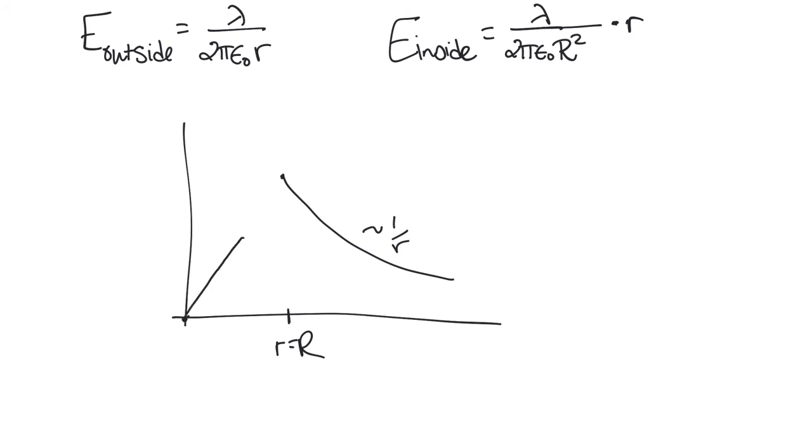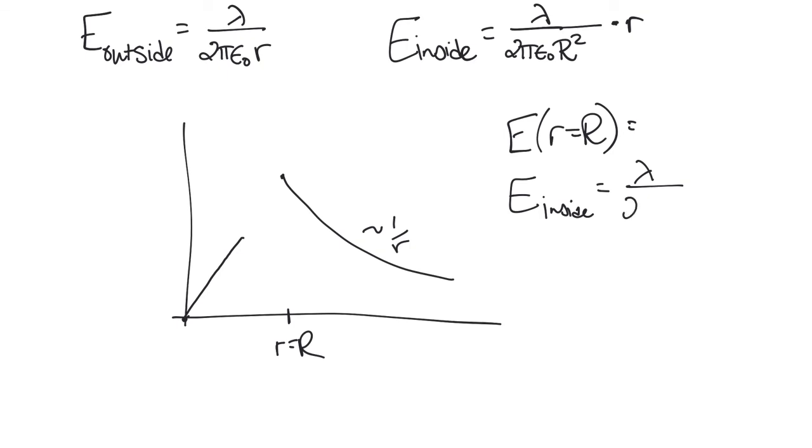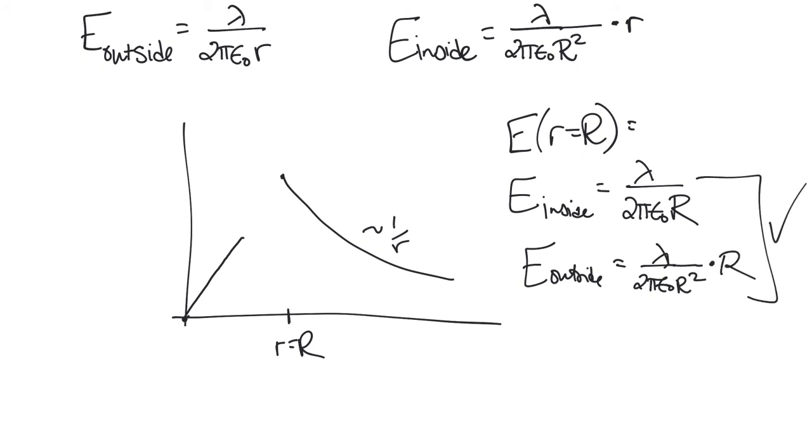And then I want to stop before I just randomly join them. Let's actually see if there's a discontinuity or something. What is it at that surface? Well, E inside gives you a value with 2 pi epsilon naught capital R, and E outside gives you lambda over 2 pi epsilon naught capital R squared times R. So, yep, they have the same value.